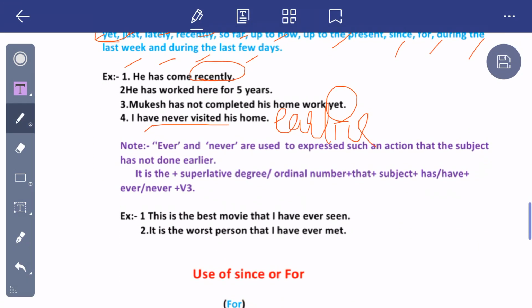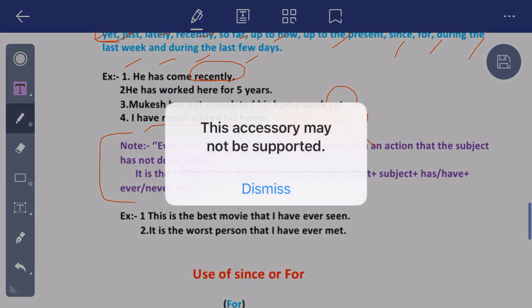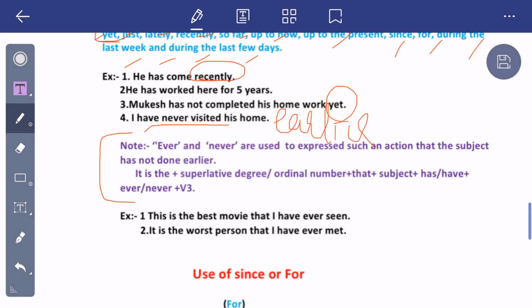Now have a look at the note. What is the note given? Beta, all notes are very important. It means obviously a note is very important, but this kind of note is also important. So what is in this kind of note? Ever, never are used to express such an action that the subject has not done earlier.